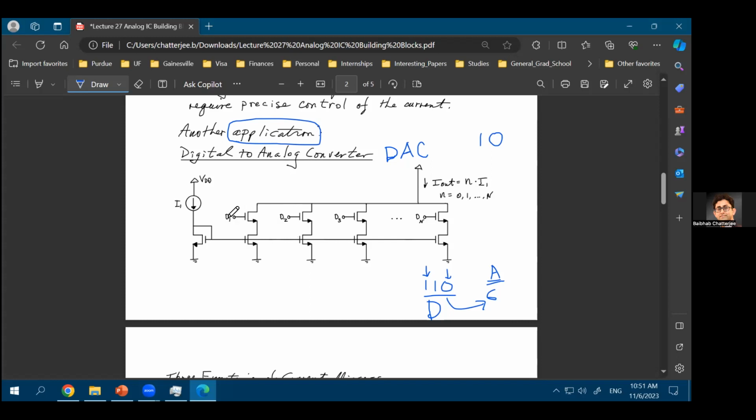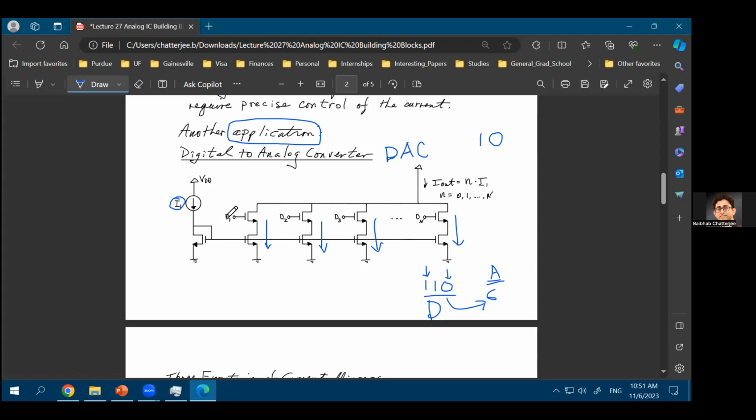So let's just say, for example, that you have a reference current, and then you are mirroring that reference current into this branch, that branch, this one, and that one. And of course, you may have many other branches in between. And all of these branches are controlled by these digital switches. Let's say D1, D2, D3, up to Dn.